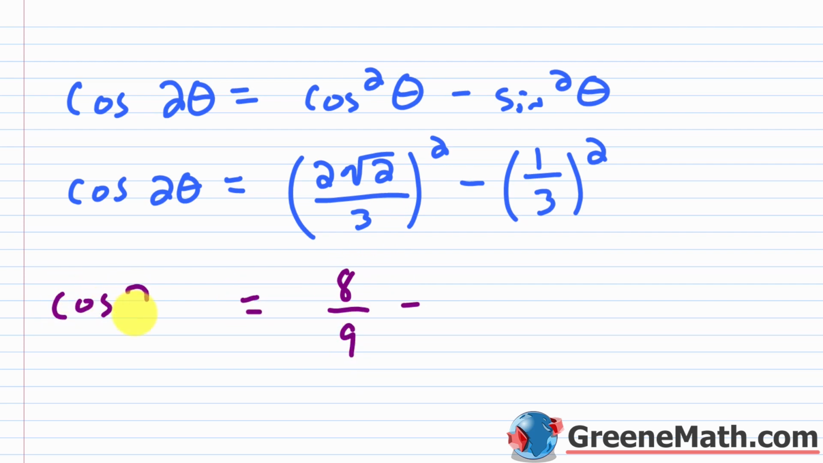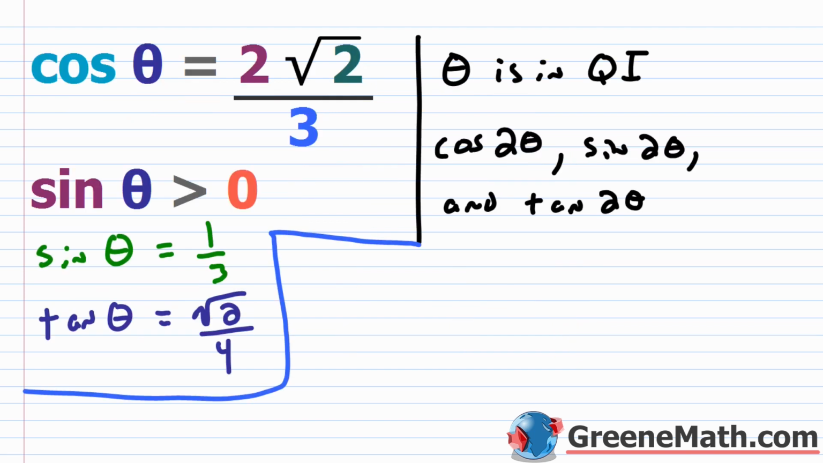I'll just write the whole thing out. So cosine of 2 theta is equal to 8/9 minus, again, if you square this, you get 1/9, okay? So this gives me a final result here of 7/9. So this is my cosine of 2 theta. Okay, so let's come up here and put that our cosine of 2 theta is equal to 7/9. Now, if you're asked for the secant of theta, you would just flip that and get 9/7. Okay, but we're not asked for that here.